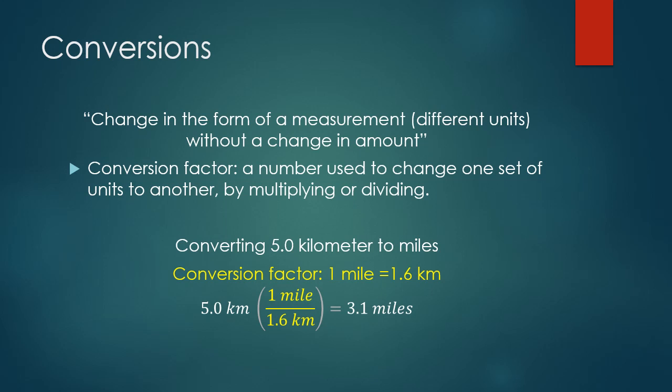Chapter 1, Section B, we're going to look at doing conversions. So what a conversion is, it's the change in the form of a measurement without changing the actual amount. So if you were going to run a 5K, so 5 kilometers, and you wanted to know how many miles that was, you would end up doing a conversion to go from kilometers to miles.